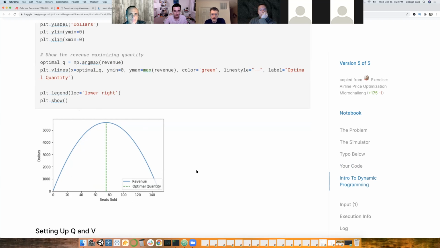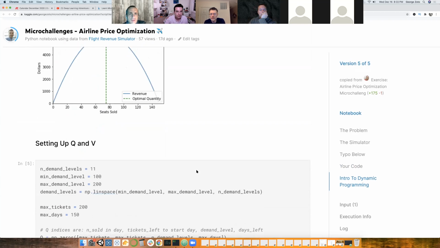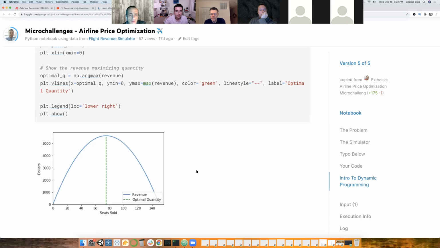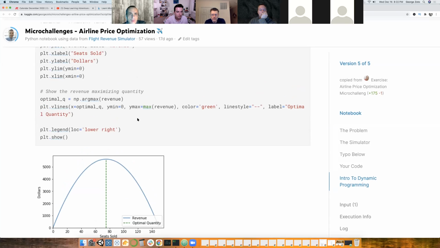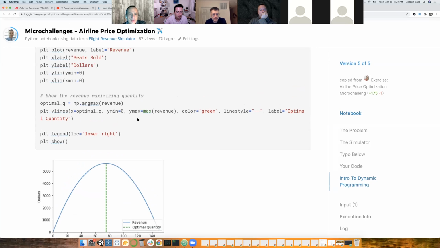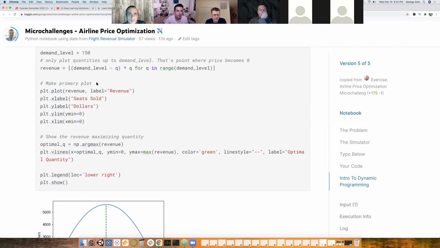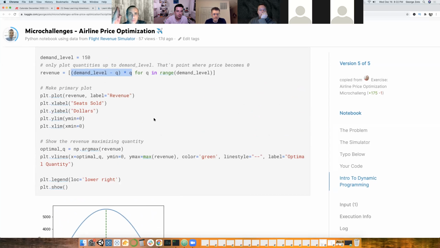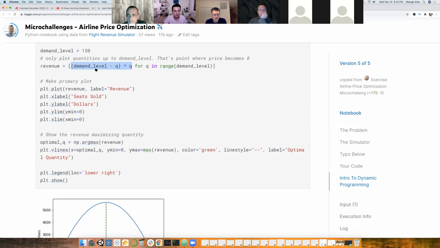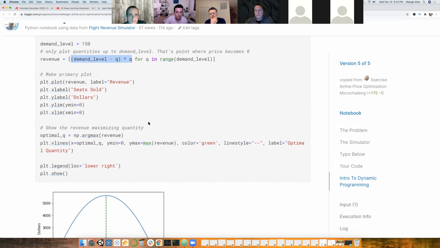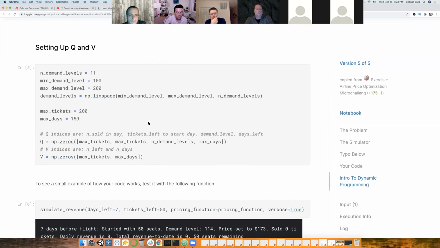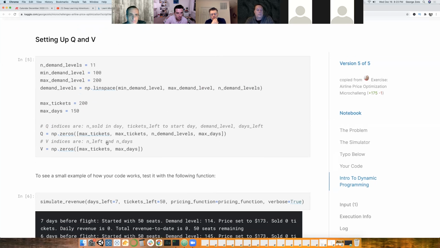But as Dimitri said, for calculating expectations, you probably need the entire curve. Got it. Okay. This parabola is the simple one-day optimization. If you have P times D minus P, that's the parabola you get. Yeah, P times demand minus P. That's exactly the quantity. Then use this Q and V function.